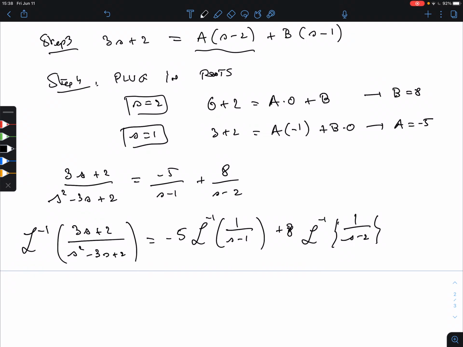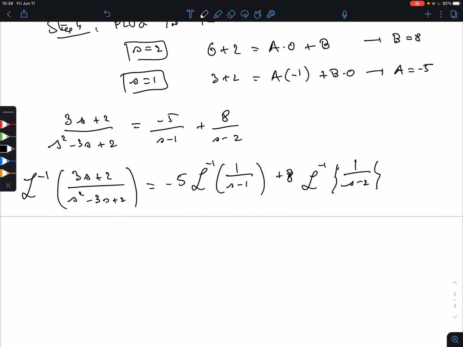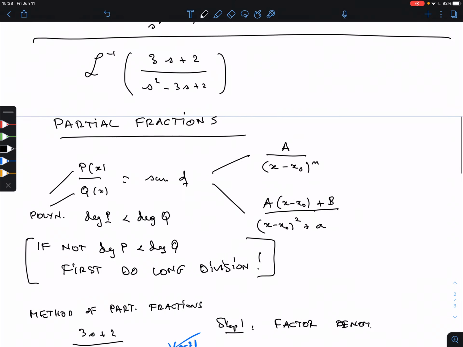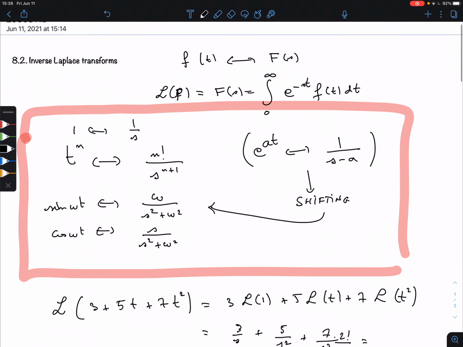Yeah, we'll write it this way. So what are these? Well, in the table that I created, on the left-hand side I had only powers of s. What do we do if it's a power of s minus something or s plus something? Well, that is done by the shifting, okay? And that is done by having an e to the at in front of it.